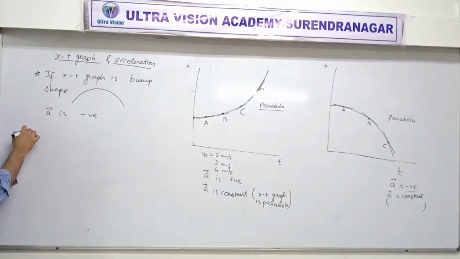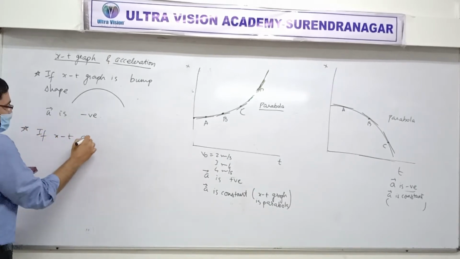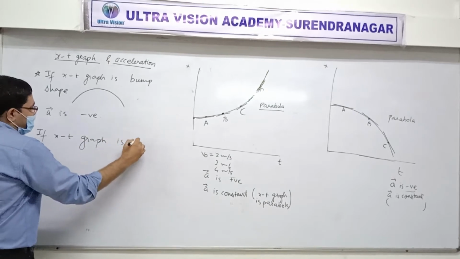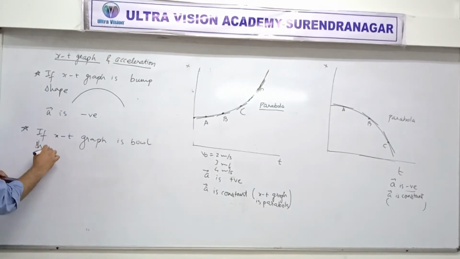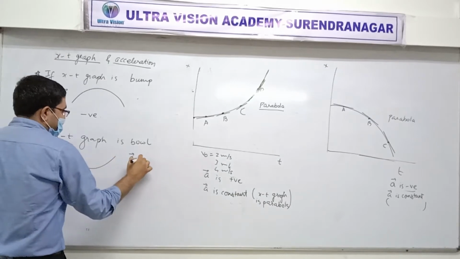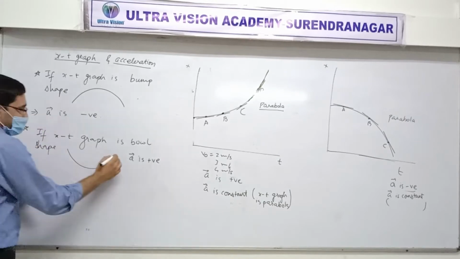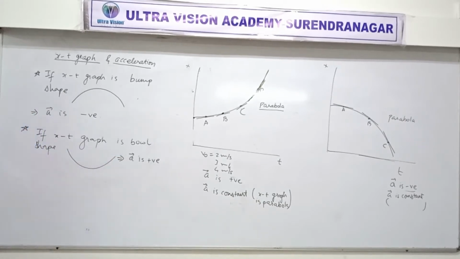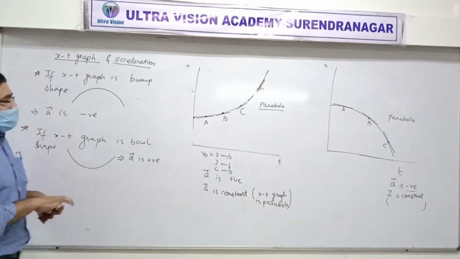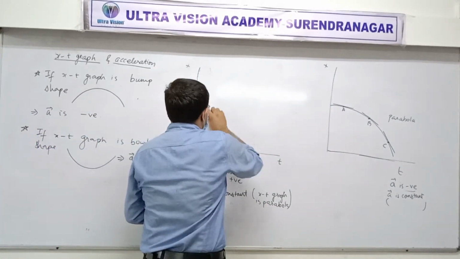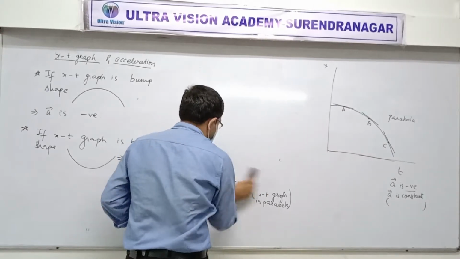And if the xt graph is bowl shape, so this kind of graph, bowl, is it okay? Then acceleration is positive. There are very good reasons for that. Easily explained. Again, this has nothing to do with constant acceleration or parabola or anything. A kind of general idea.